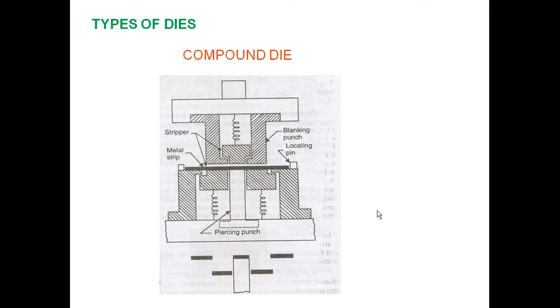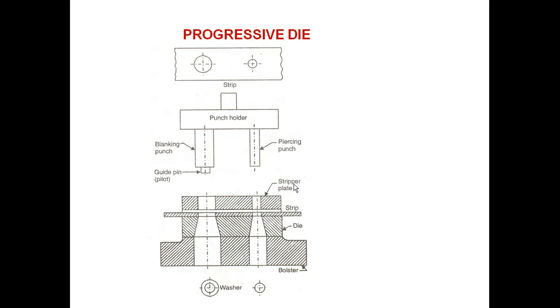So here in this figure you can observe blanking and punching carried out simultaneously. Then the next type of die is the progressive die. Here cutting operations are carried out alone or in combination with forming. You can carry out this operation on a progressive die.